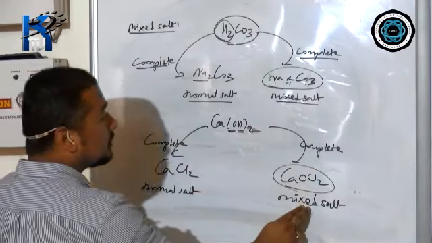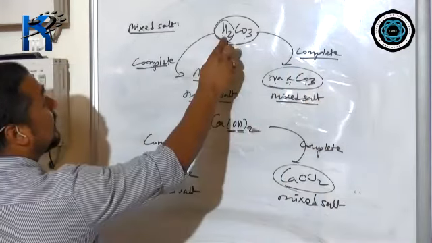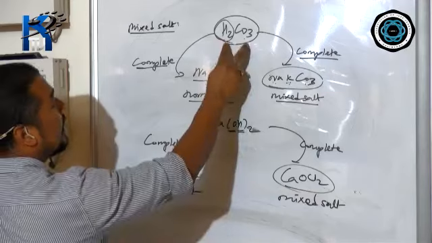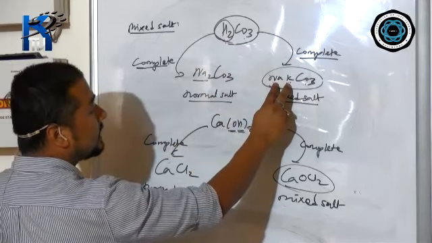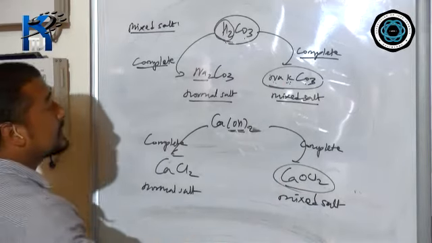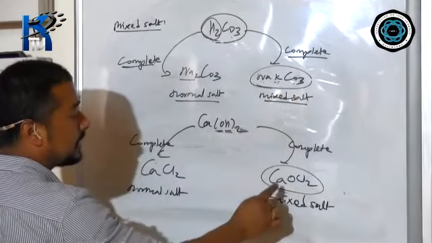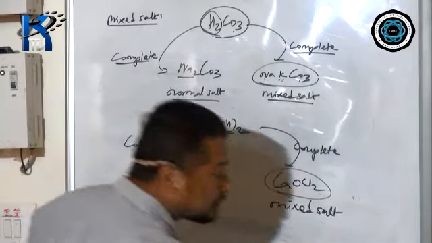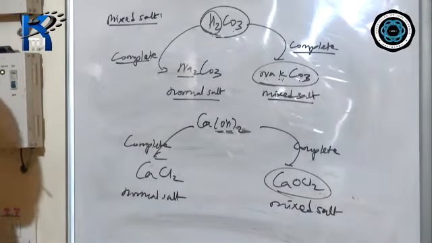So mixed salts are those salts which are formed by complete replacement of hydrogen ion or hydroxyl ion of an acid or a base by two different metals or by two different non-metals. That is the definition of mixed salt, students. And the examples of that are sodium potassium carbonate and bleaching powder. So students, if you want, you can take a screenshot of this too.